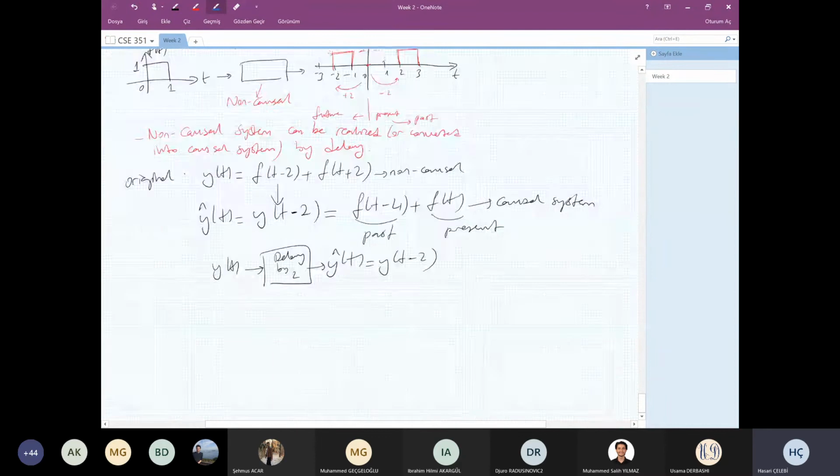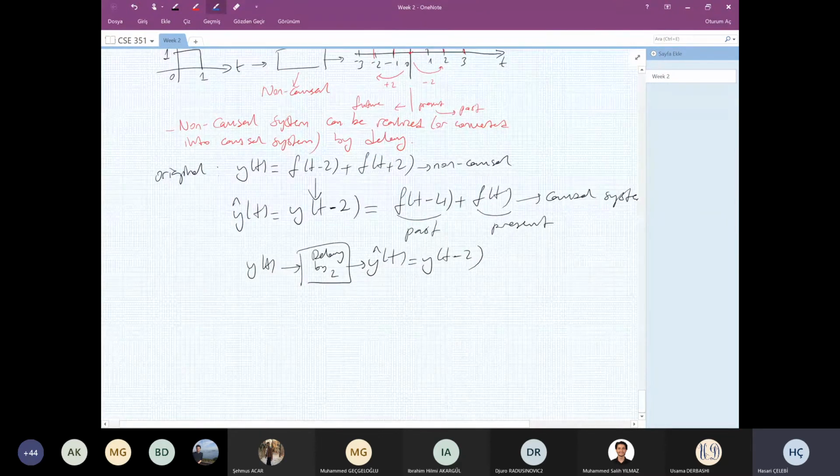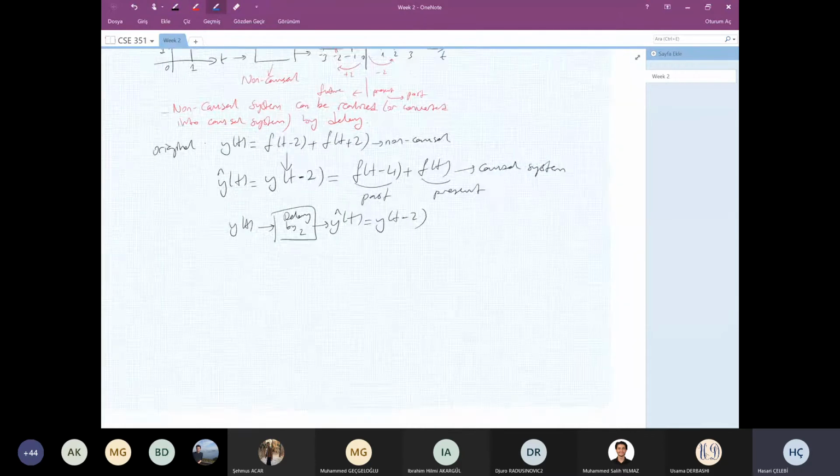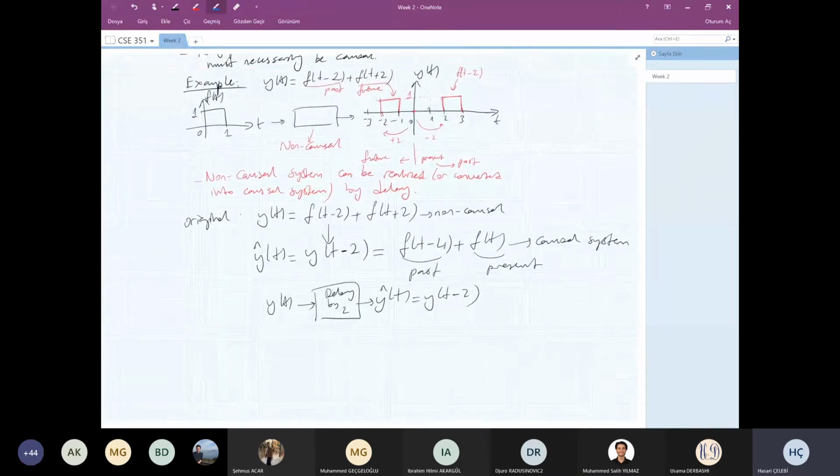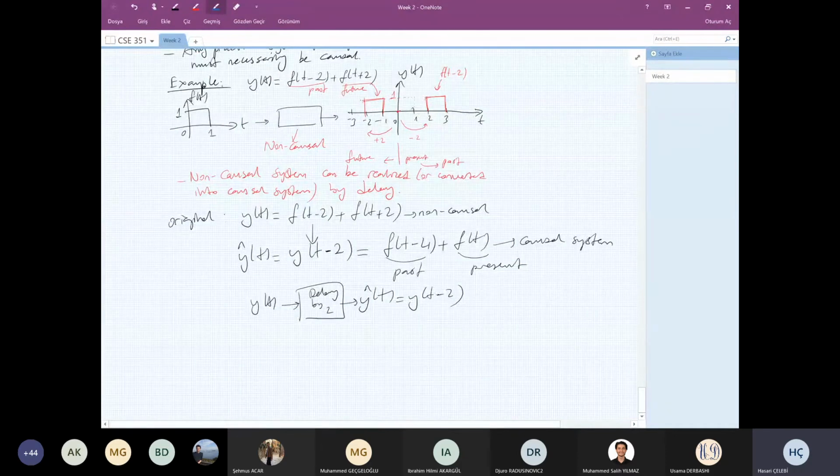In order to implement this system in practice. Okay, we're going to learn a lot more in the future, but this is just to give an idea, since this is the first chapter. The important thing you should know is the definition of causal and non-causal systems. That was the third classification of systems.